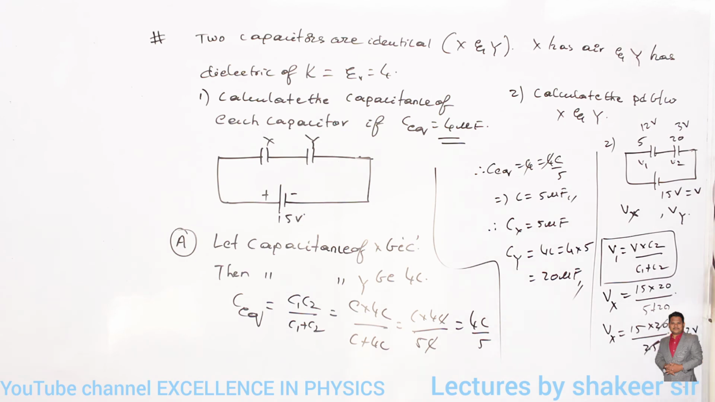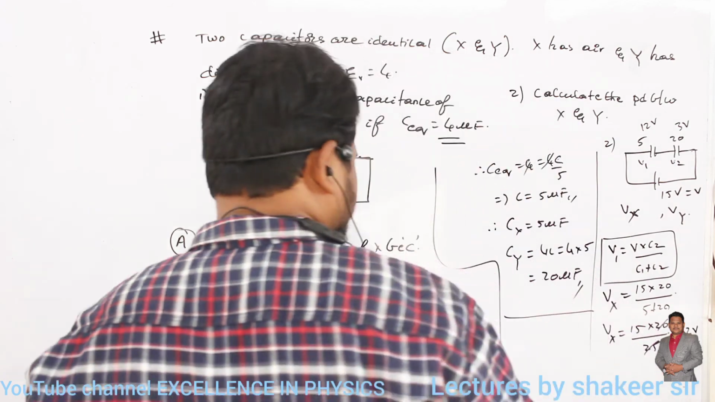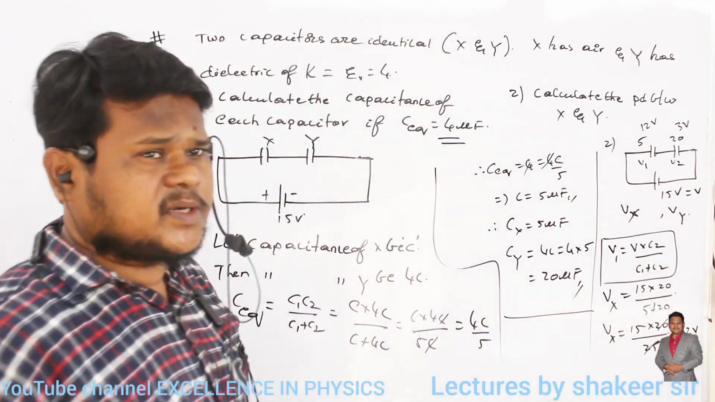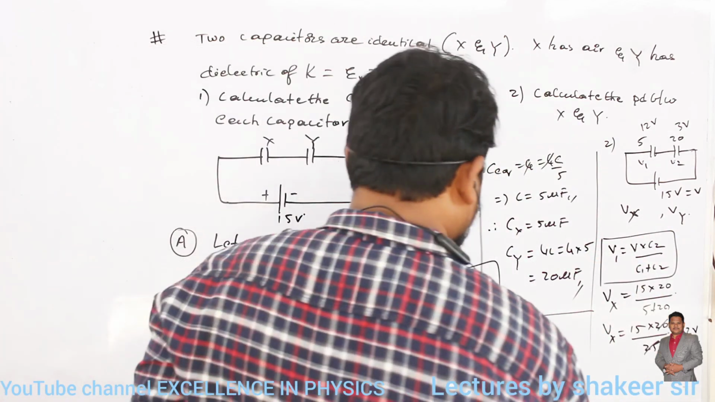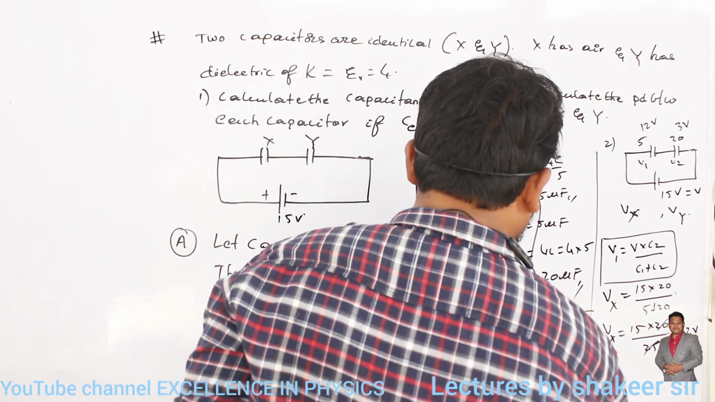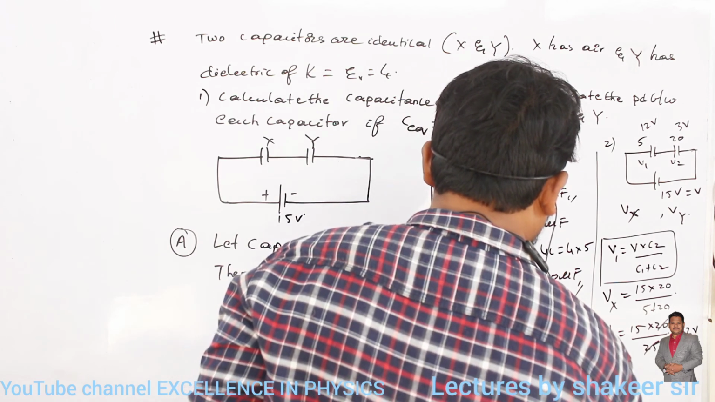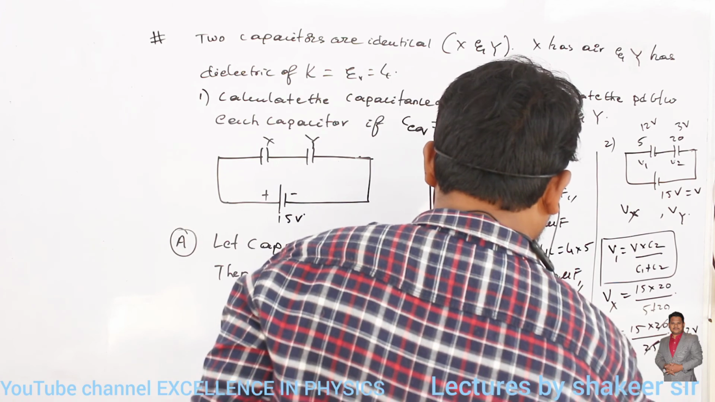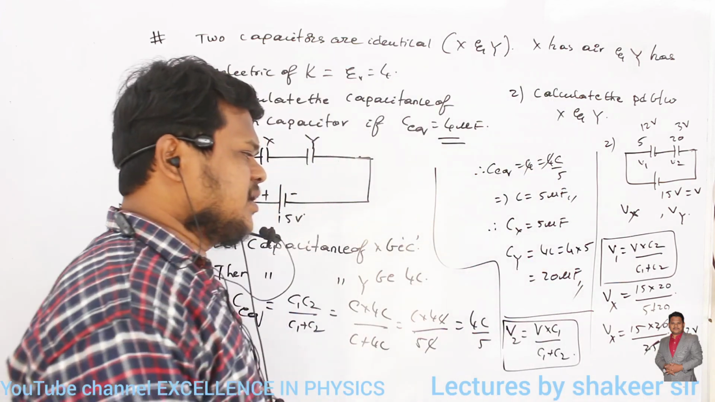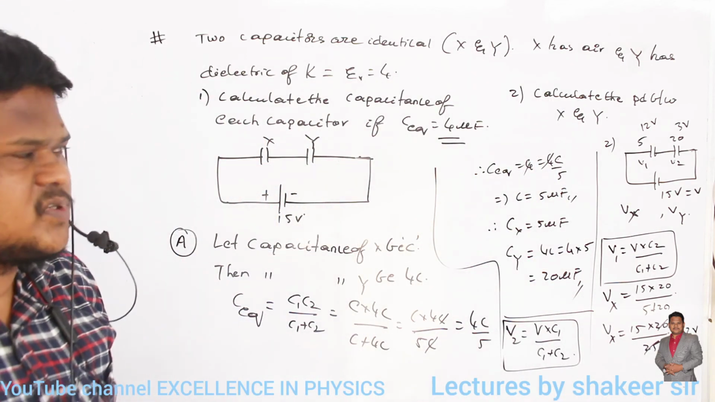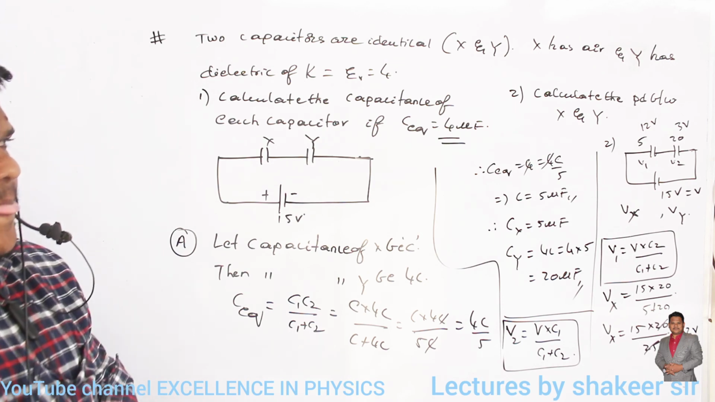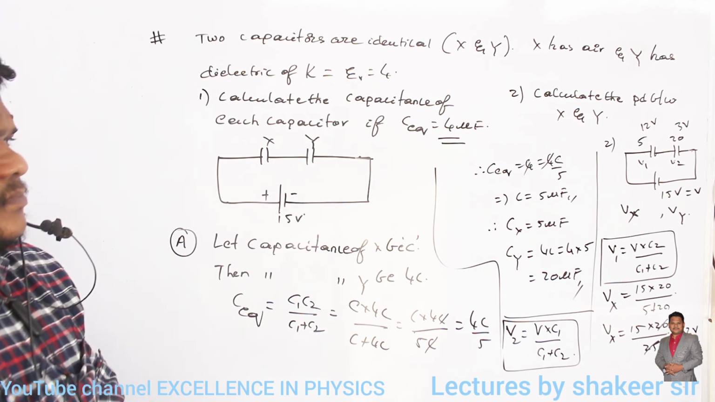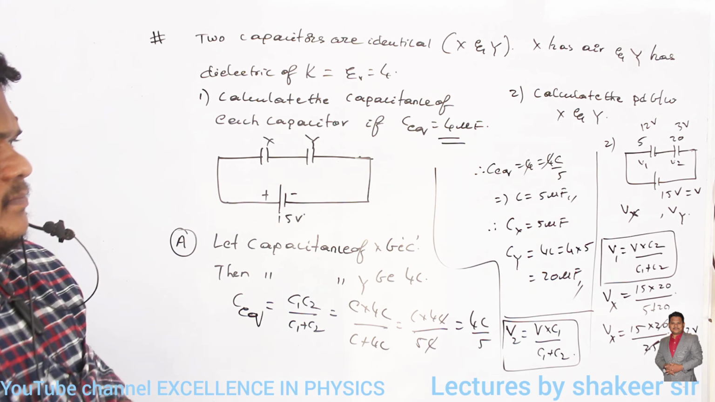That is my answer. Or you can always use the second relation also. What is the other relation for the potential difference across the second capacitor when connected in series? That is V2 is equal to V into C1 divided by C1 plus C2. If you use this relation also, we will get the same answer. Have you understood how we are calculating? Clear, all of you?